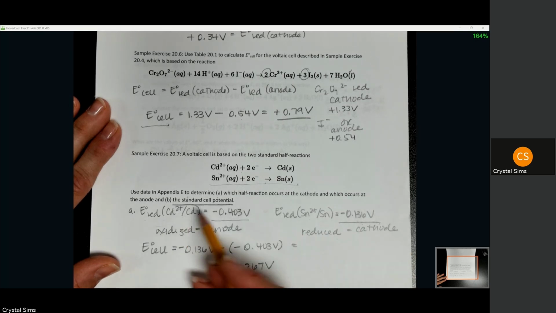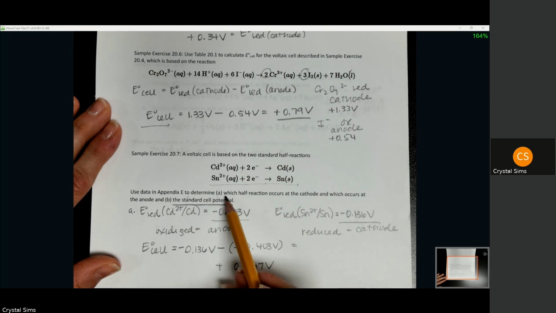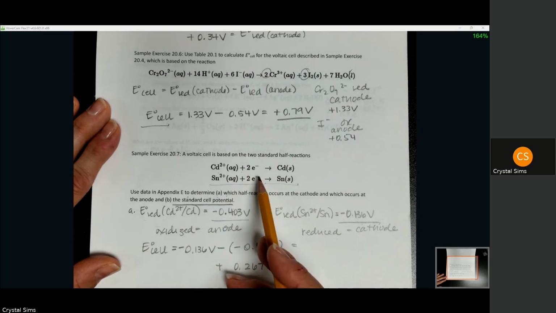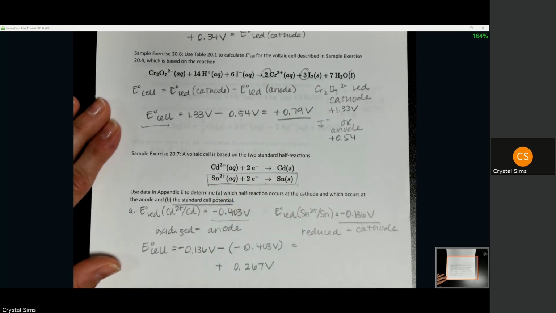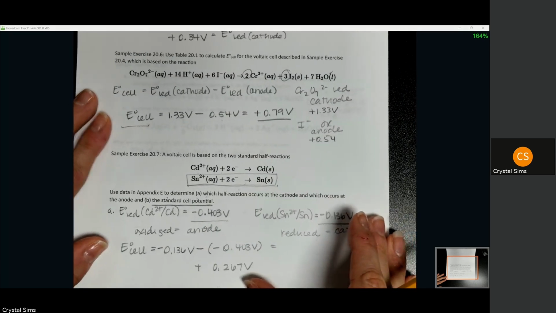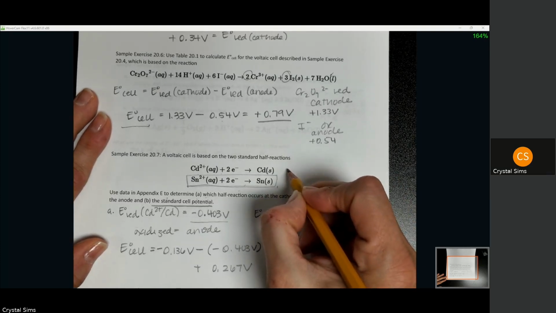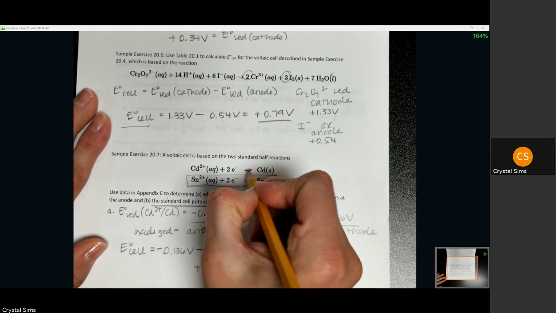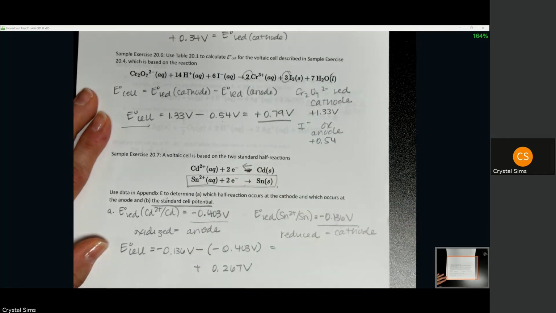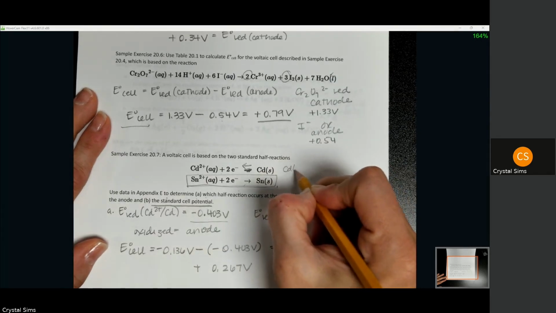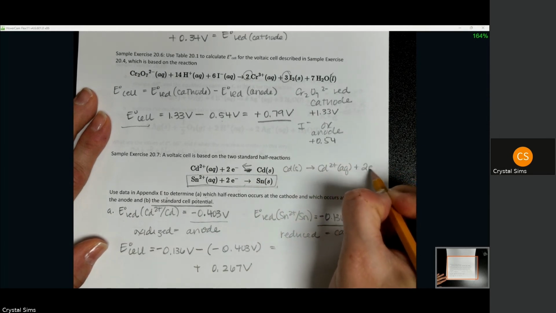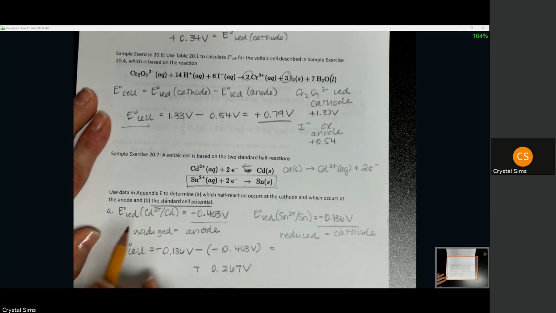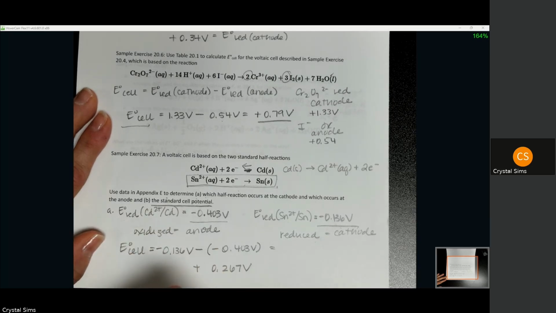So if we wanted to be technical about this, they did say which half reaction occurs, so what they're really meaning there is for us to rewrite the half reaction. This one stays as it is because it is the one that is being reduced. But what we would do is flip around our cadmium. So basically we would flip this arrow, or rewrite it like this, because it is our anode, it is the one that's being oxidized.